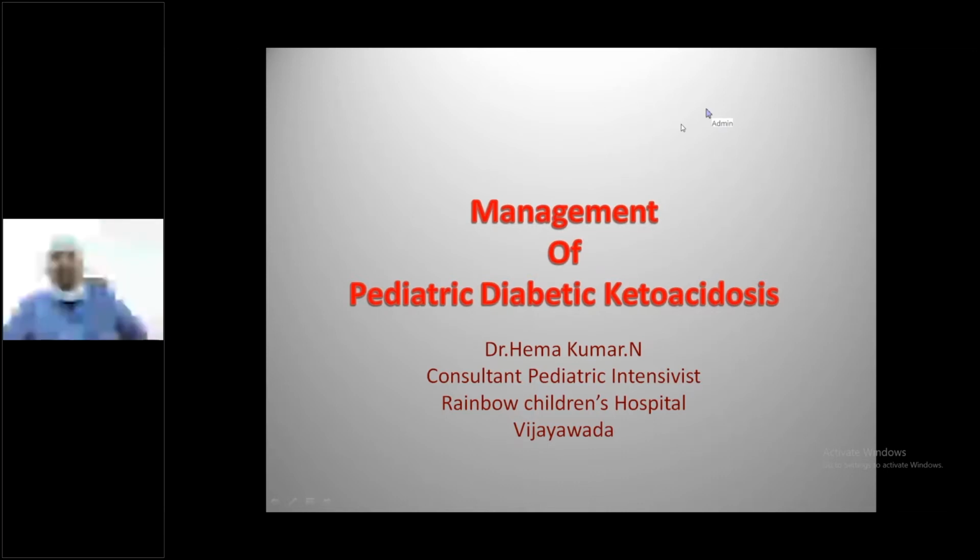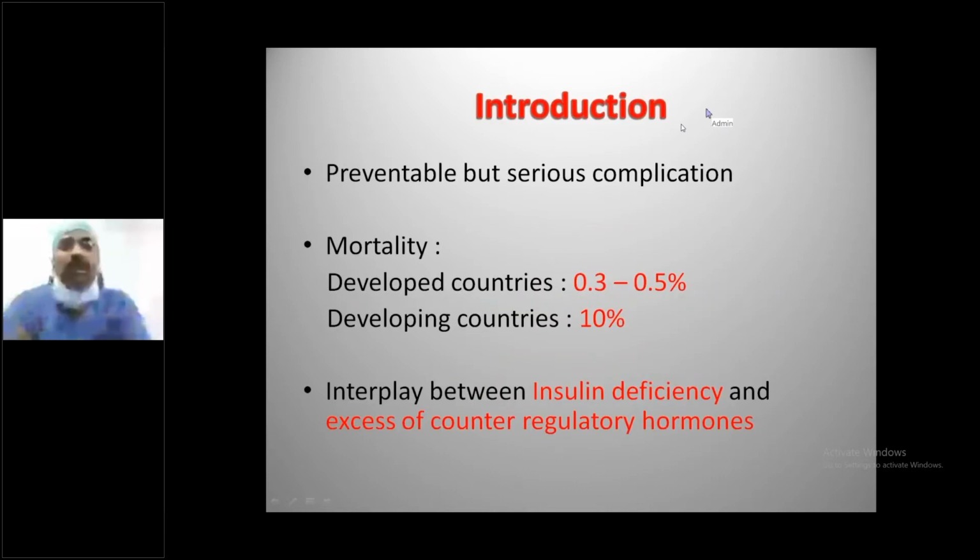We all know it is a preventable but serious complication of type 1 diabetes mellitus. It carries mortality of around 0.3 to 0.5% in developed countries. In developing countries, it constitutes about 10% mortality. We all know that it is just an interplay between insulin deficiency and excess of counter-regulatory hormones.